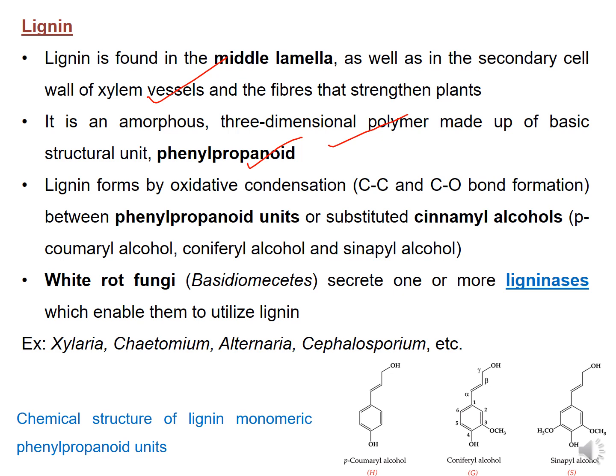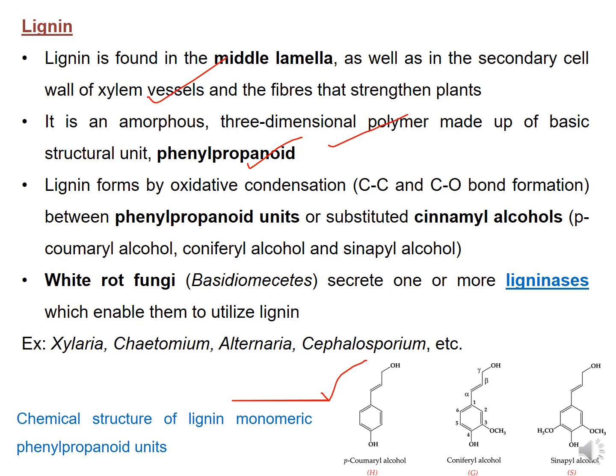Phenylpropanoid pathway, I think you knew about it. Anyhow, if you don't know, I will cover it in the next lecture, this phenylpropanoid pathway and the different units formed from this pathway. So how does lignin form? Lignin forms by oxidative condensation between substituted phenylpropanoid units. Here you can see the cinnamyl alcohol. I gave pictures for understanding purposes: coumaryl alcohol, coniferyl alcohol and sinapyl alcohol.